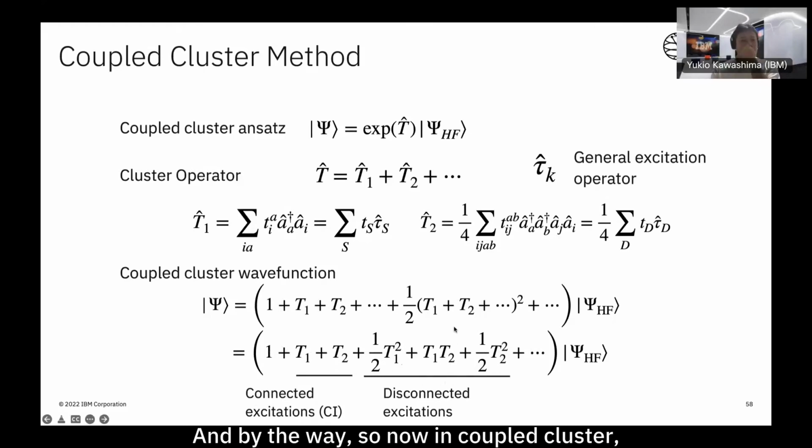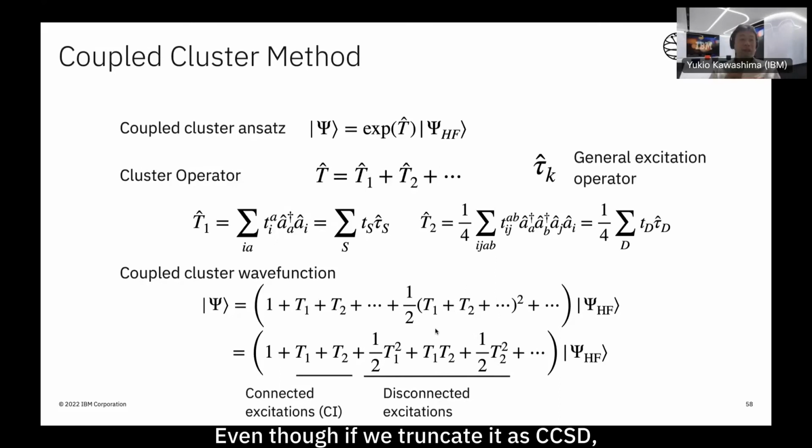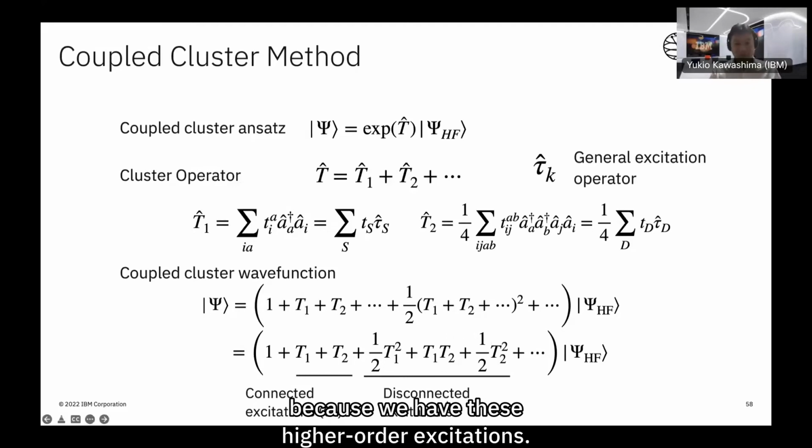And by the way, now in coupled cluster, unlike CI, we have the higher order terms in our wave function. Because of this, coupled cluster methods are size consistent. Even if we truncate it as CCSD, they'll still remain size consistent because we have these higher order excitations.